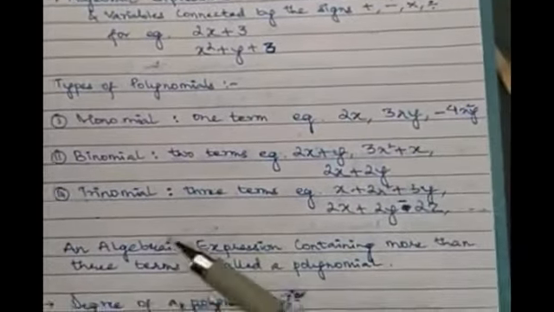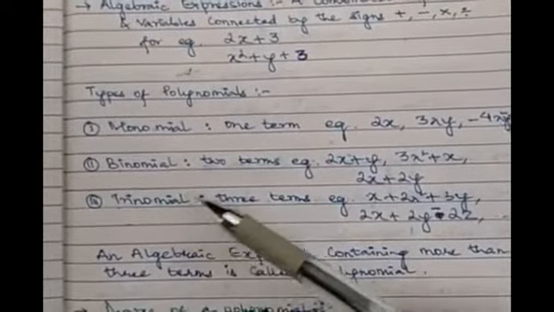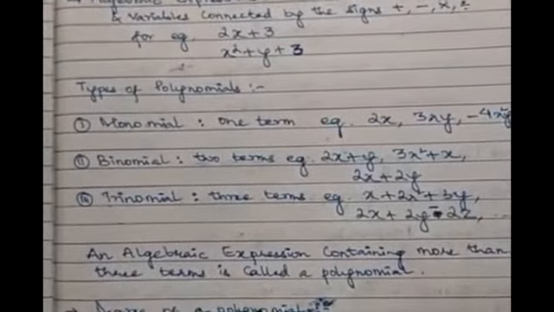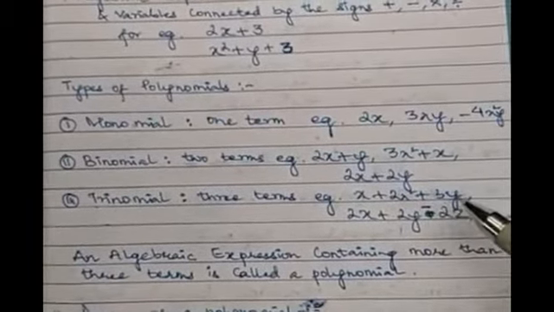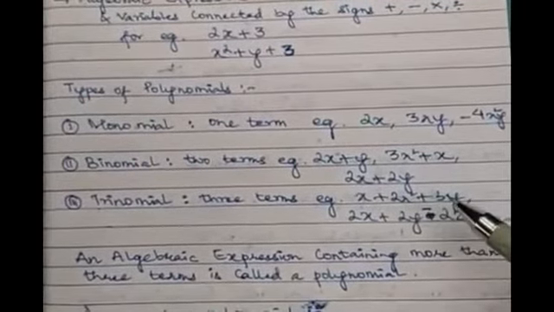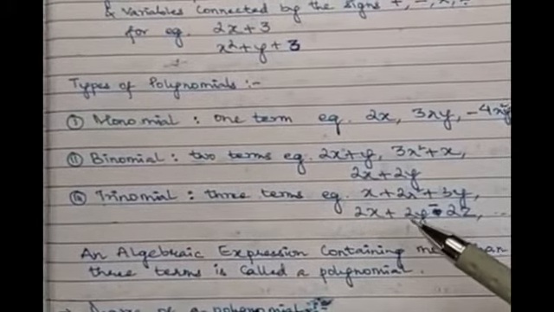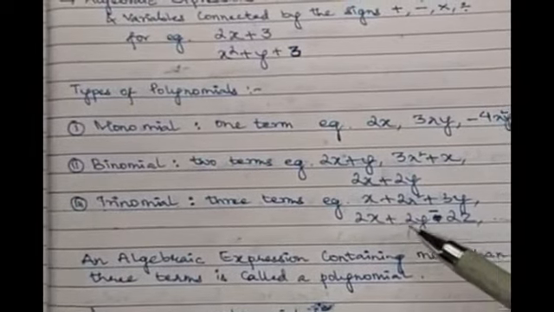Similarly, trinomial. Tri means 3, so three terms. Again, terms can only be separated with a plus and a negative sign, as I have already said. For example, x plus 2x square plus 3y: three terms connected with a positive sign, so it's a trinomial. The second one is 2x plus 2y minus 2z. We have three terms connected with a plus and a negative sign, so it's a trinomial. These are the basics of algebra, which you have done in class 7 as well, I hope.